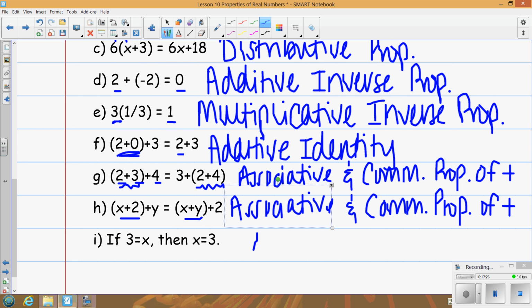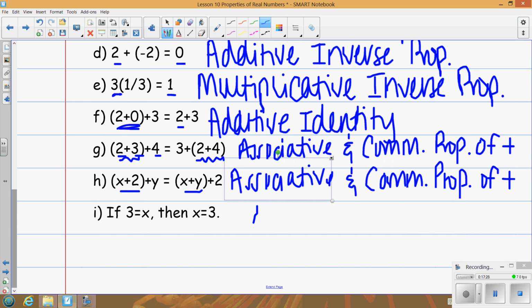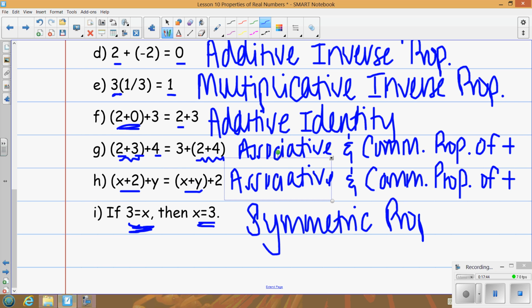And then the last one, oh, I already gave you this example. So if 3 equals x, you change the order around the equal sign. This is called the symmetric property. It doesn't matter which way you have the x or the 3, they're the same thing, so it's symmetric. So this is a symmetric property of equality.